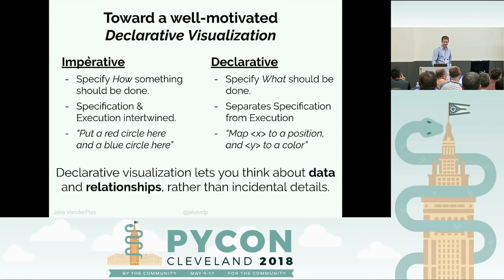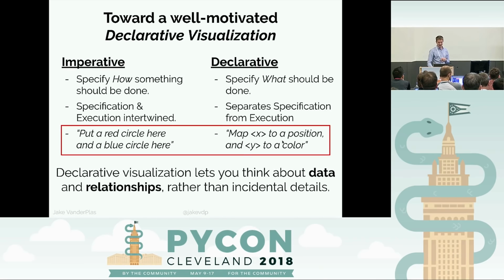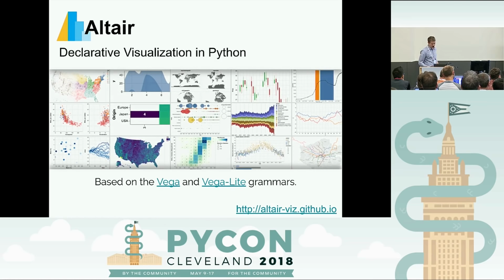So Matplotlib is this imperative mode of thinking. Specify how something should be done. Put a red circle here and a blue circle here. Whereas Altair is this declarative mode of thinking where you say what should be done rather than how it should be done. You want to map X to a position, map Y to a color. And so this is the key right here, and this is the strength in these declarative plotting tools that have become popular in some languages recently. So Altair was my attempt to answer this in Python, to bring declarative visualization into Python.